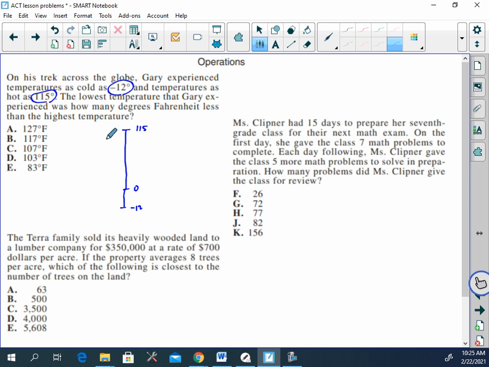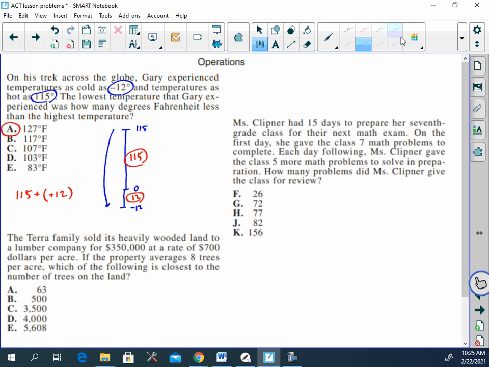So when you're trying to figure out how many degrees less this is here, you have to take each of these distances from 0 to 115, which is 115, and then the distance from 0 to -12, which would be 12. And it's dropping 115 degrees and then dropping 12 more. So you're really taking these numbers here and adding them together. Or you could think of it as taking 115 and then subtracting the -12, which would give you that addition there. Two negatives make a positive. So we end up with 127 degrees.